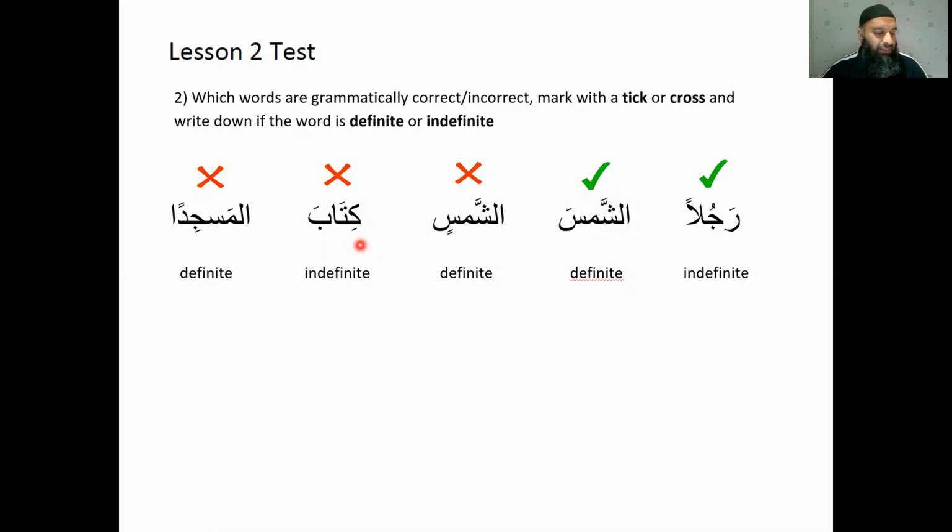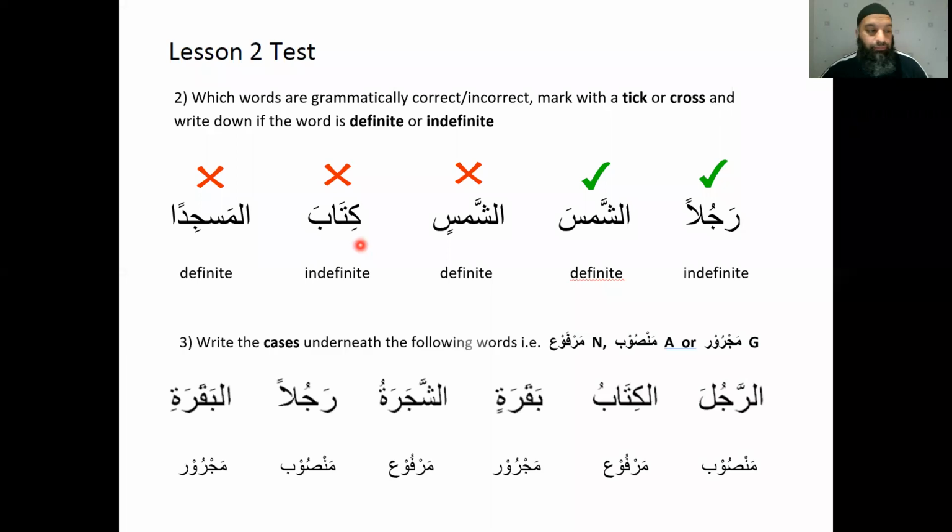No typing means I got it. Okay, right, next one. Okay, alhamdulillah. Write the cases underneath the following words: marfu, mansub, majroor. This is just to cement it in your head because you're going to need it, not next lesson, the following lesson.